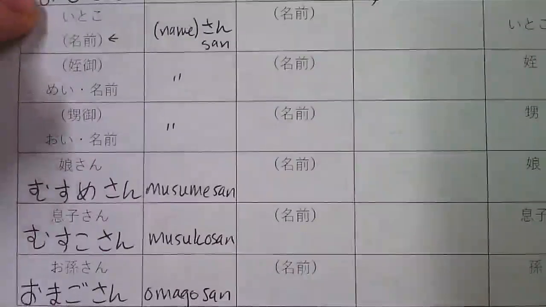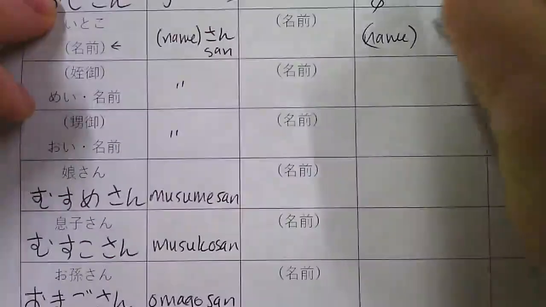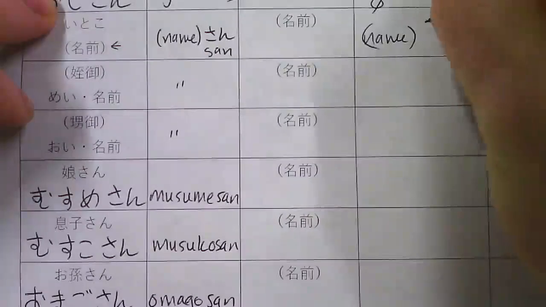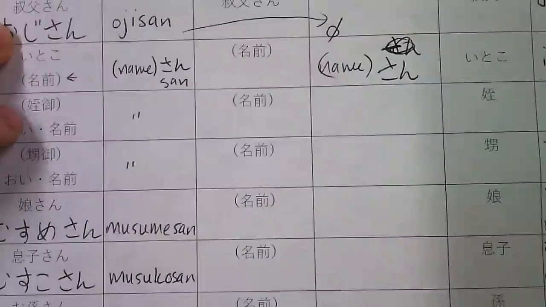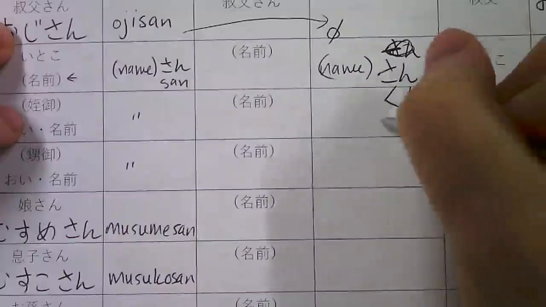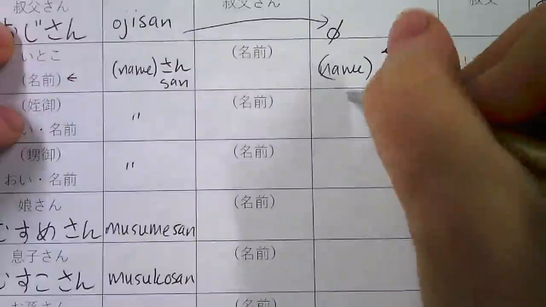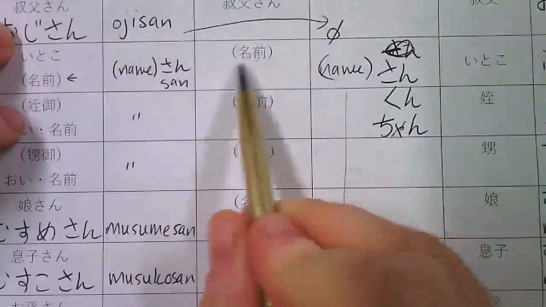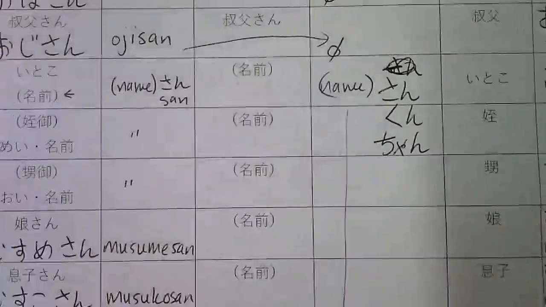All right, and then for all of the rest, because they tend to be either your peer or someone who's younger than you, you just use the name of the person and san. And of course, you could also use kun or chan. But for all of them, we're just going to be using the name. That's the kanji for name. So no special term to learn for that.